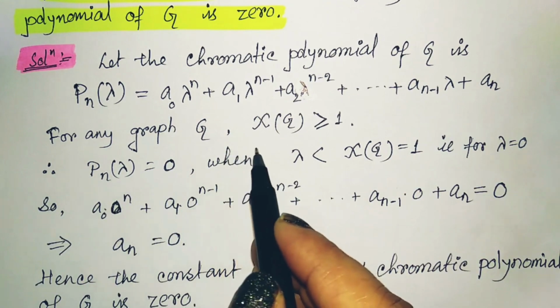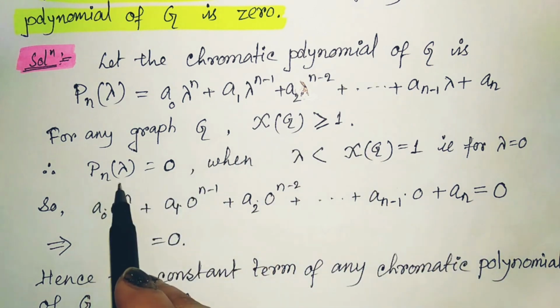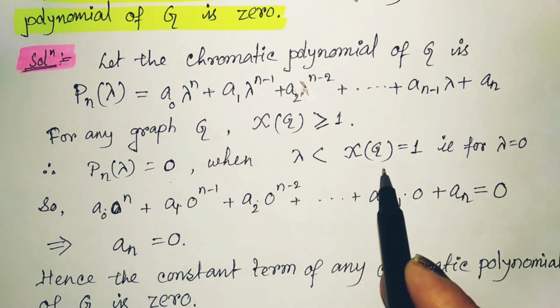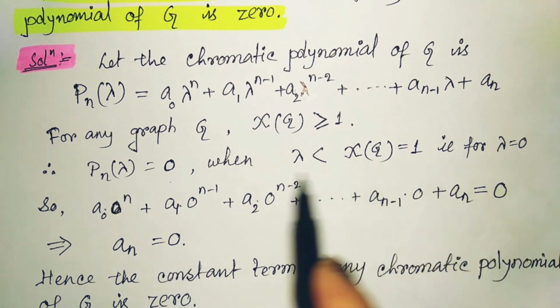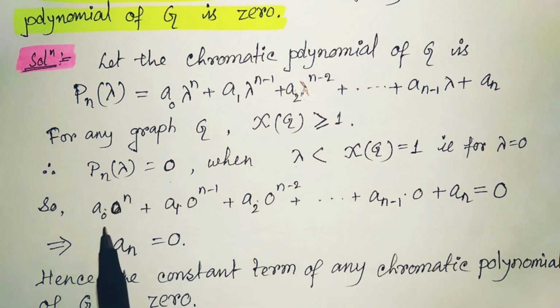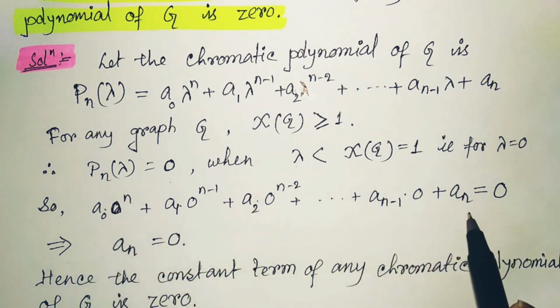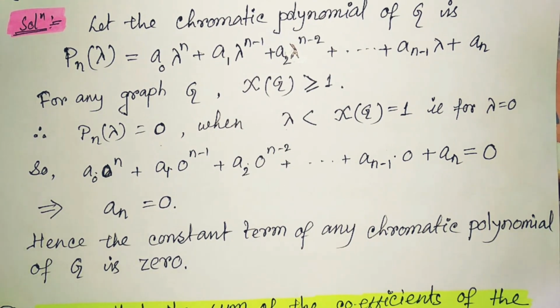For any graph G, we know that the chromatic number is always either 1 or greater than 1. So for any graph G, P(lambda) should be 0 when lambda is less than 1. Less than 1 means 0, and then whatever the chromatic polynomial is, it has to be 0, because no such colorings exist. So now in this polynomial, if we substitute lambda as 0, then we get a0 into 0, a1 into 0, and all these are 0, and only the last term an remains. So finally when we simplify, it shows that an should be 0. So hence the constant term of any chromatic polynomial of G is always 0. So hence the proof. So this is so simple, I think.